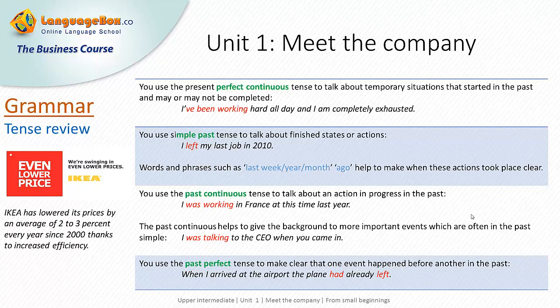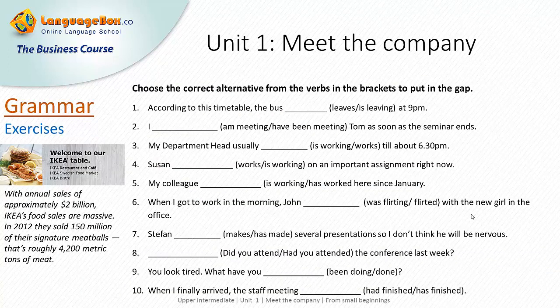Okay, so those are our tenses. Now let's have a look at an example exercise. In this exercise, we've got two choices, and we need to decide which choice would be most suitable for completing this particular sentence. We need to decide which tense do we need to use. So let's have a look at number 1. According to this timetable, the bus at 9 p.m.